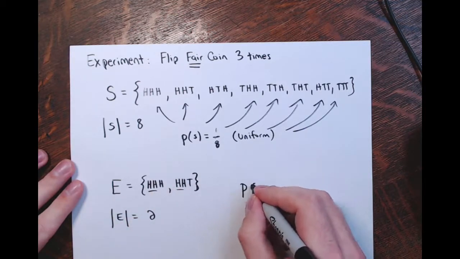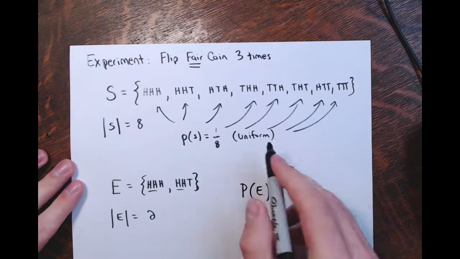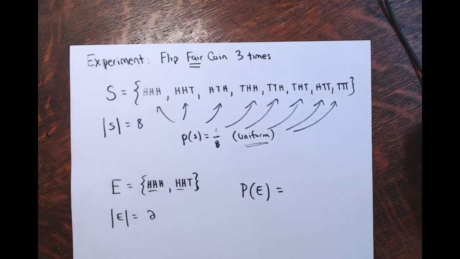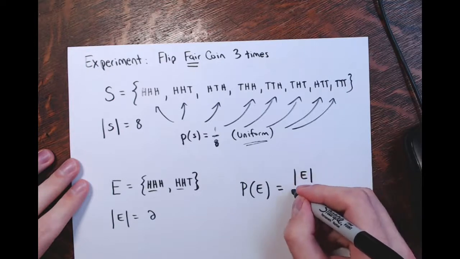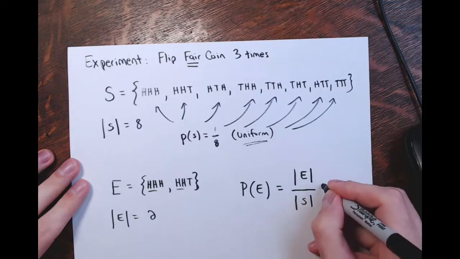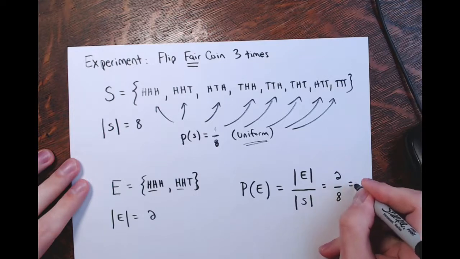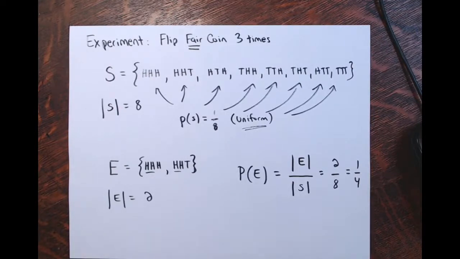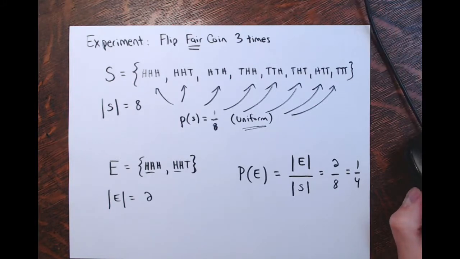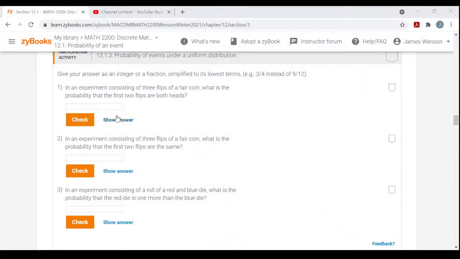So the probability of this event, remember, in the uniform distribution scenario, only in this scenario where every outcome from the sample space is equally likely, is the size of that event divided by the size of the sample space, or the cardinality. So 2 out of 8, which reduces to 1/4. So if you were to flip a coin 3 times, you have a 25% chance of flipping 2 consecutive heads from the get-go. So I'm entering 1/4 here.